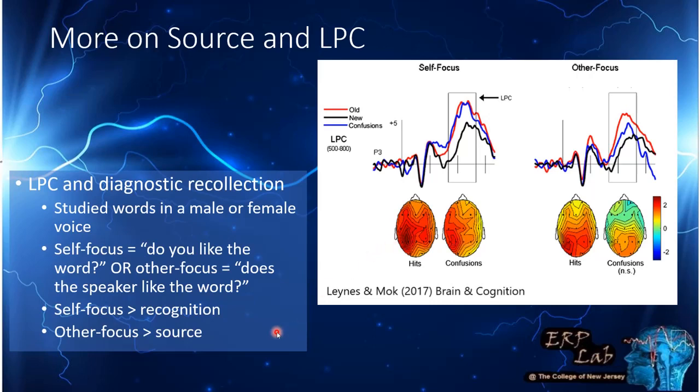Well, the self-focus encoding creates a lot more recollection, and so what was happening, even in these conditions where they didn't get the speaker right, is they were recollecting information that didn't help them make the source judgment that we asked for, which was the speaker's voice. So you have to be careful. The source judgment gets at information that is diagnostic for that particular judgment and not recollection in general. We could be recollecting details that have nothing to do with the experimental situation.